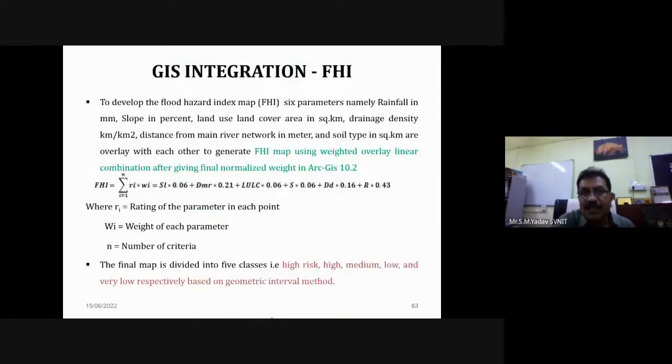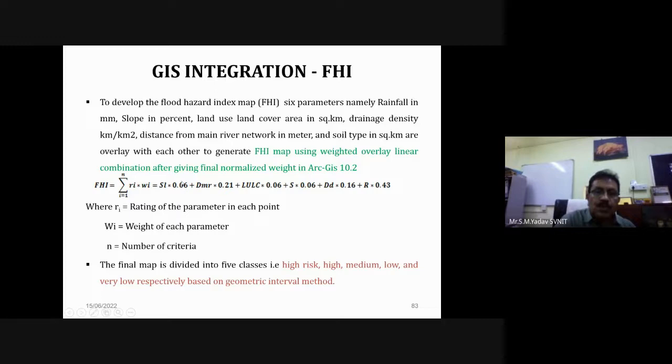So GIS integration for flood hazard index map: 6 parameters, namely rainfall in mm, slope in percentage, land use land cover area in square kilometer, drainage density in kilometer per square kilometer, distance from main river network in meter, and soil type in square kilometer, are overlaid with each other to generate the flood hazard index map using weighted overlay linear combination after giving final normalized weights in ArcGIS. The FHI is calculated as the sum for i equal to 1 to n of Ri into Wi, where Ri is the rating of the parameter at each point, Wi is the weight of each parameter, and n is the number of criteria.